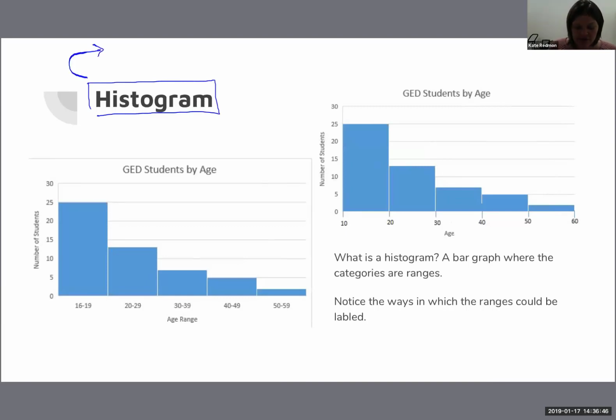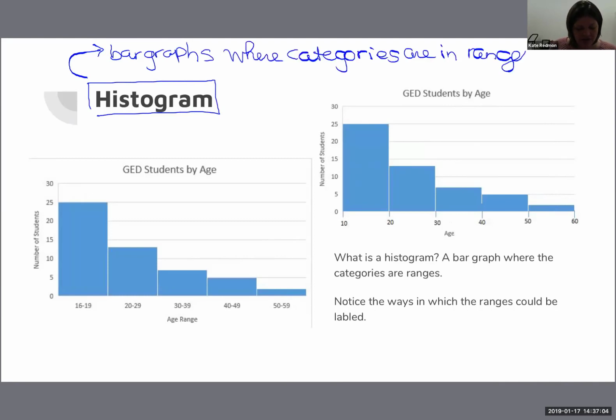A histogram is a type of bar graph. I mean, obviously, look at the bars. But it's a bar graph where the categories are in ranges. One thing you're going to notice is how close together the data is. Instead of having a bar and a space and another bar and a space, you're going to see that my bars are touching. That's a visual clue that I'm actually looking at ranges of data.